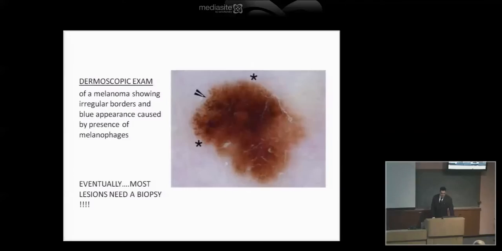This is a dermoscopic examination view of a melanoma. The typical appearance is irregular borders, and as I was mentioning, the bluish hue in the center caused by the presence of melanophages. As I said, dermoscopy is mostly used by dermatologists. Eventually, most patients that we get would be referred to us for a biopsy of an atypical lesion.